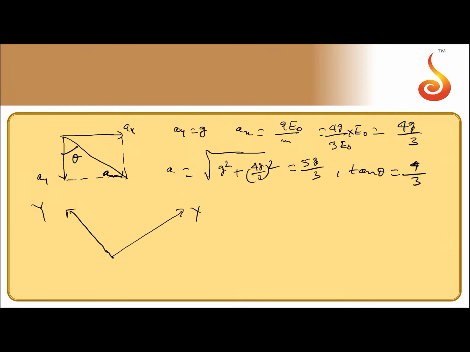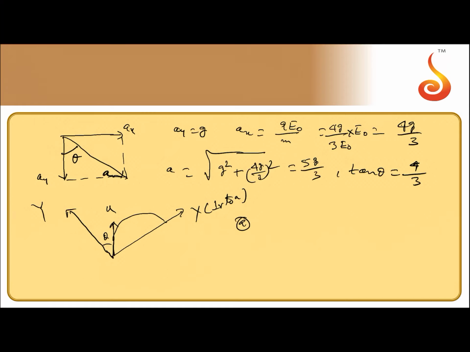the net acceleration A. Y is opposite to the net acceleration A, and perpendicular to that is the x-axis. So the x-axis we are taking perpendicular to A and the velocity u is like this. This angle is theta, so it moves like this. So this is a projectile like situation.